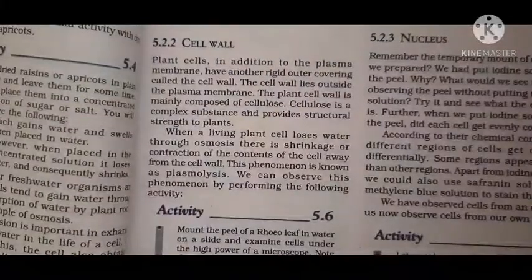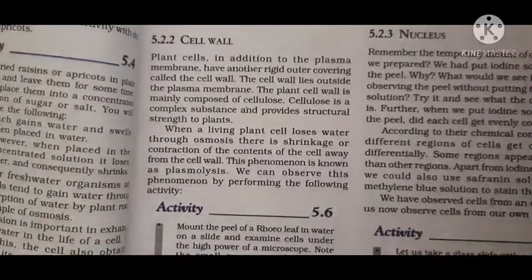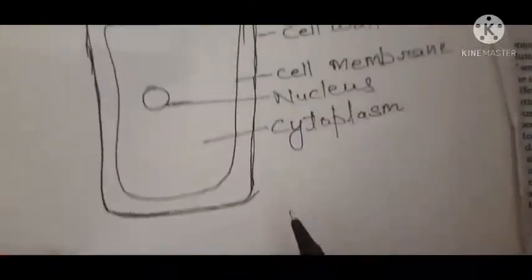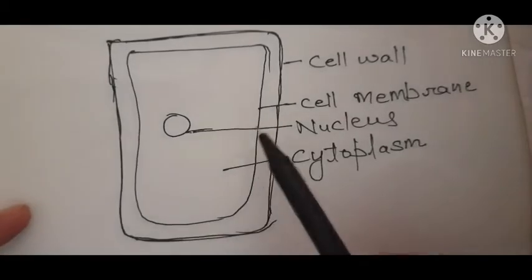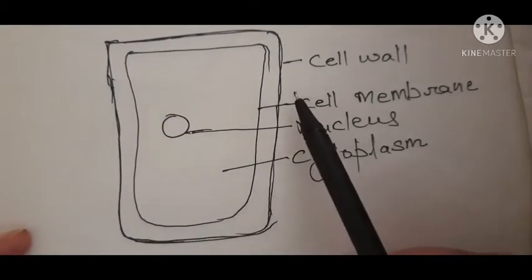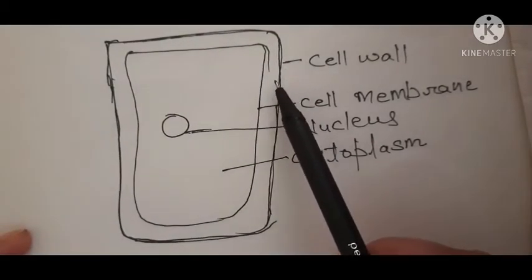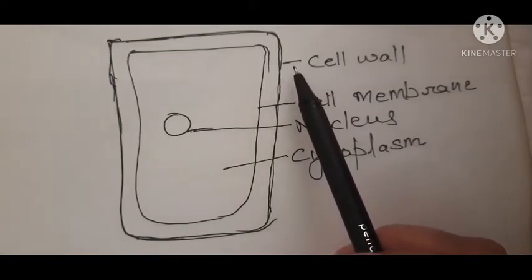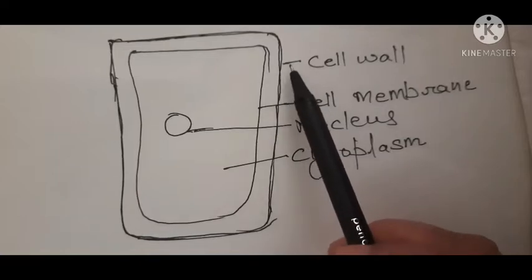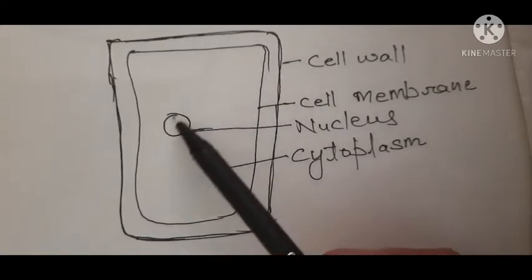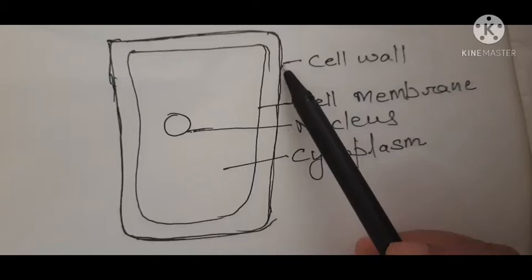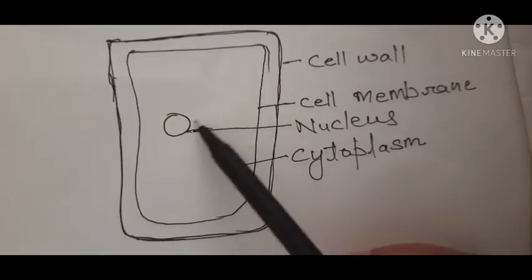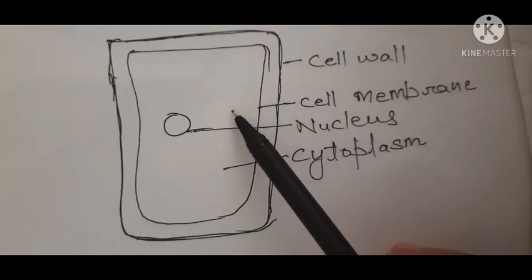So students, now we come to cell wall. What is a cell wall? Cell wall is found only in plant cells or certain bacteria. Now you can see this diagram. This is the diagram of a cell and you can see it has a cell wall. This cell wall is a rigid structure which is present outside the cell membrane. This is cell wall, this is plasma membrane, this is nucleus, and the space between the nucleus and the plasma membrane is called cytoplasm.